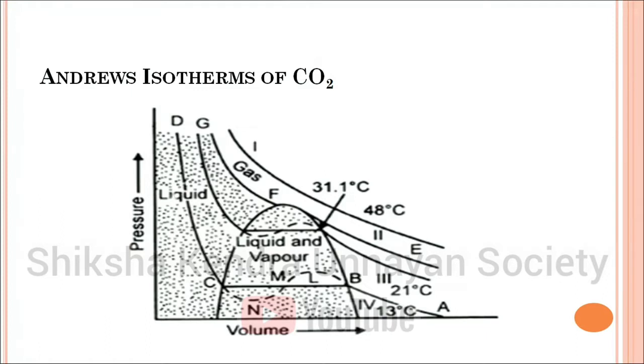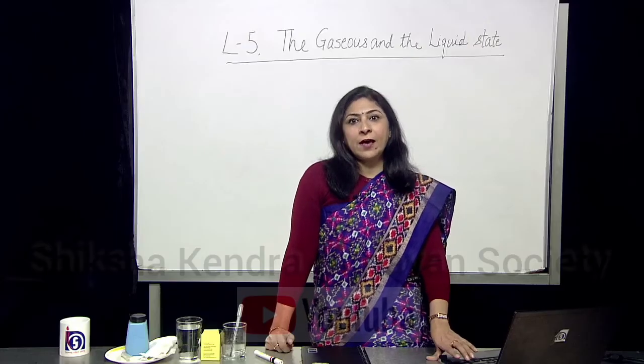Now, slowly the temperature is decreased. Again, when the temperature reached around 31.1 degrees Celsius, you can see a little variation, a little kink over there. Now, when the graph was plotted, A to B, what exactly is happening from A to B? It is behaving as a gas.